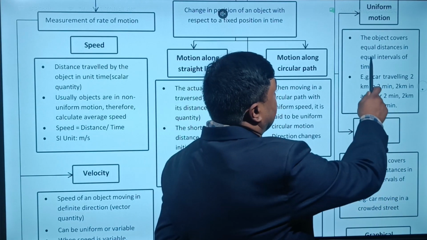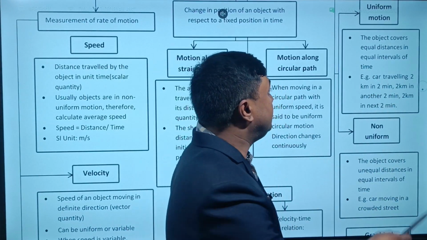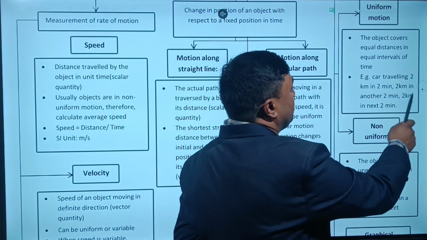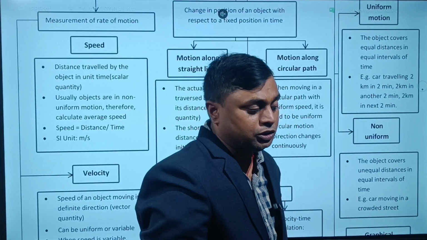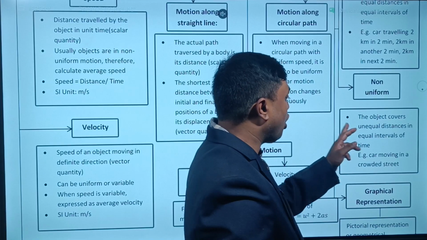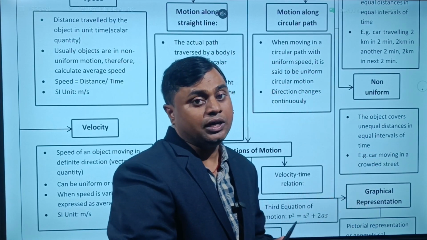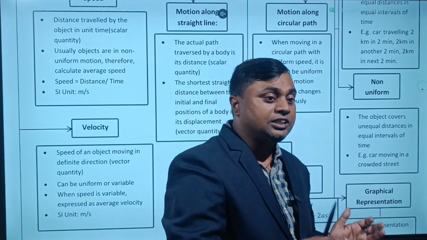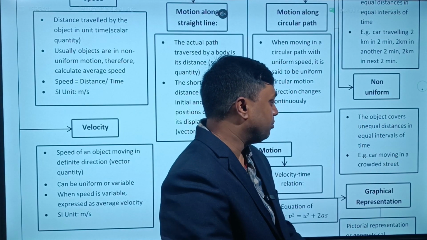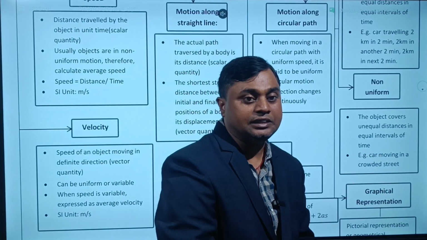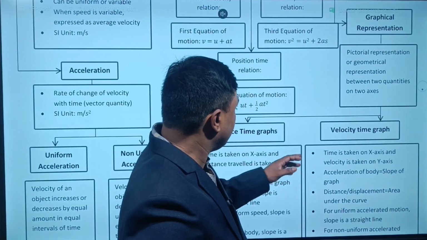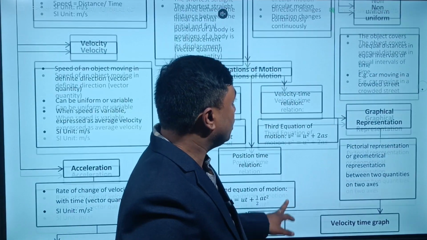If the object covers equal distances in equal intervals of time, then it is said to be uniform motion. For example, a car traveling 2 km in 2 minutes, 2 km in another 2 minutes, and 2 km in another 2 minutes, so the object is covering equal distances in equal intervals of time. When we talk about non-uniform motion, an object covers unequal distances in equal intervals of time, or equal distances in unequal intervals of time. For example, a car moving in a crowded street is a non-uniform motion. Yes or no? So I have just tried to explain all the concepts of motion.